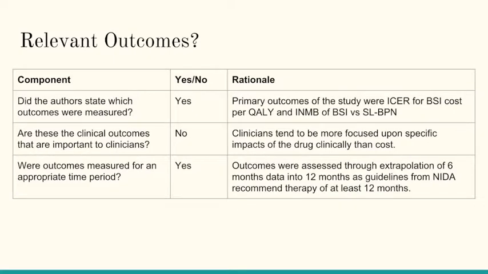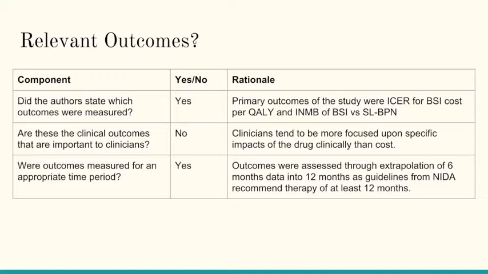Now we will look at whether or not the measured outcomes were clearly stated. The authors of this study explicitly stated that the primary outcomes were the incremental cost-effectiveness ratio for subdermal implantable buprenorphine, cost per quality adjusted life year gained, and the incremental net monetary benefit of subdermal implantable buprenorphine compared to sublingual buprenorphine. However, these outcomes are not clinical outcomes that would be important to clinicians because clinicians tend to be more focused upon specific impacts rather than cost.